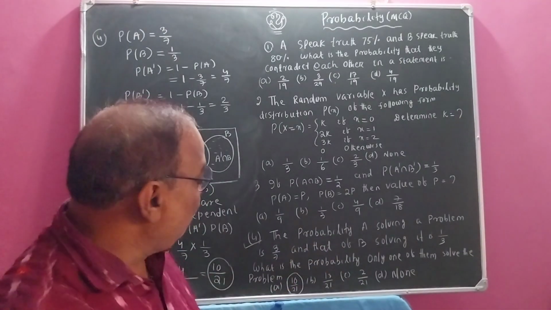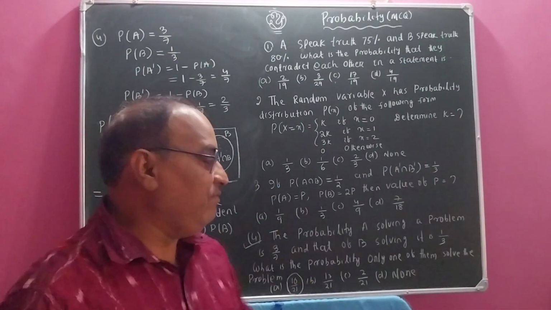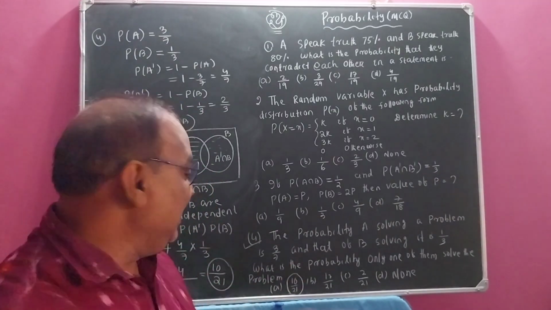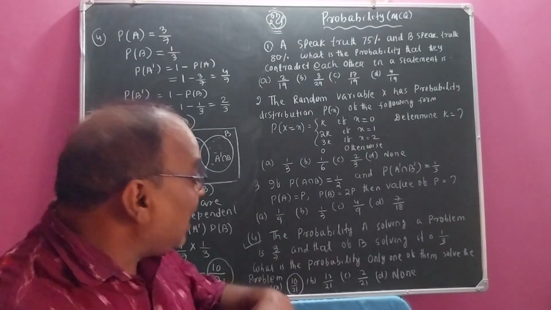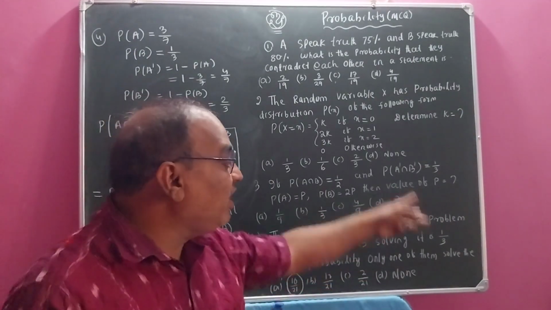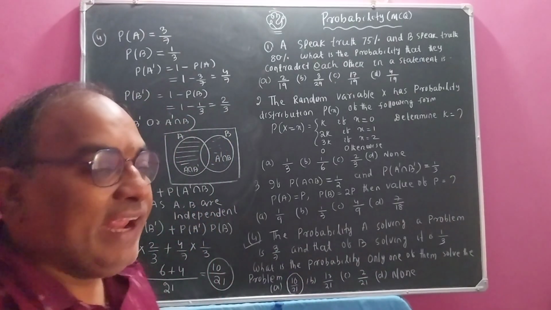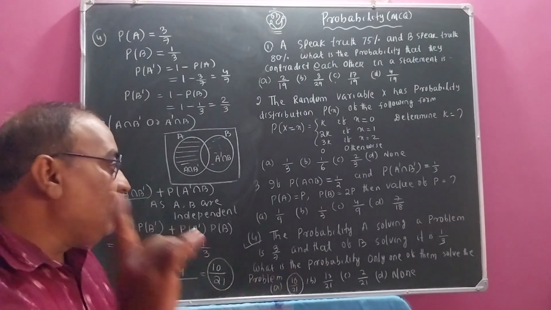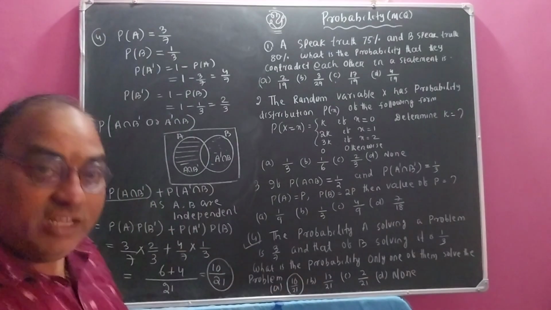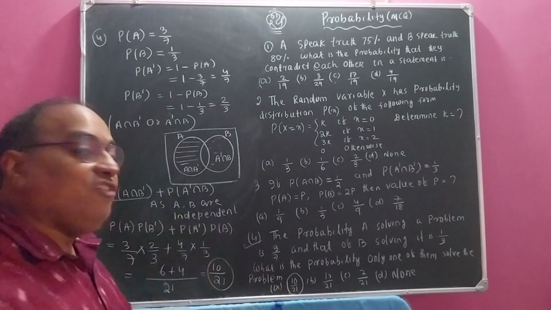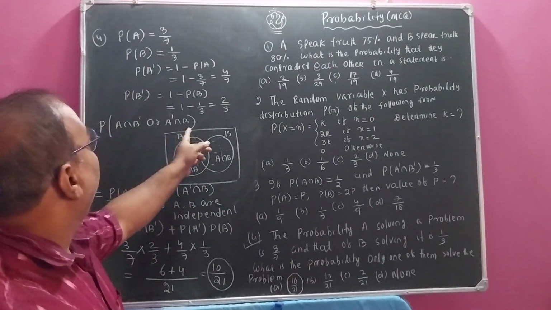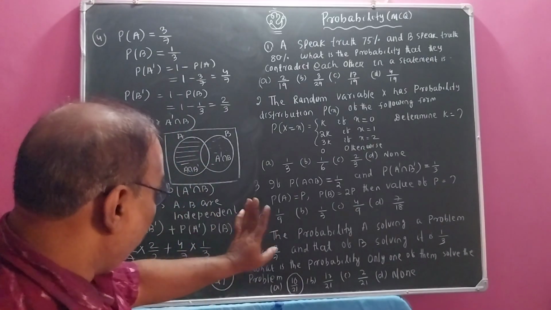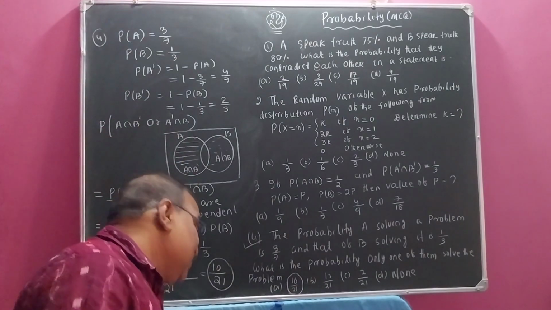It is a very important problem. The chance of solving the problem by A is 3 by 7, and the chance of working out the problem by B is 1 by 3. As A and B are independent, you have to work out the problem like this. Only one of them solves the problem. If A solved, B does not solve. If B solved, A does not solve. So this is the way you have to work out the problem. So this is the answer of this question 4. Very important question coming in examinations.